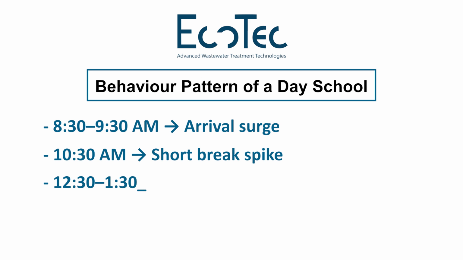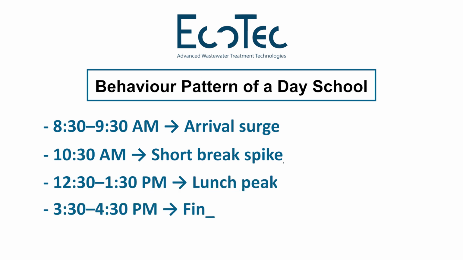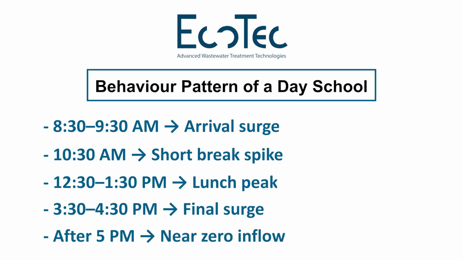Then between 12:30 and 1:30, there's a lunch break, and there's a small break in between as well. And probably at 5 o'clock, there's almost no flow coming to the sewage treatment plant because all the students have left the school. We've already seen a chapter on peak flows. Now let's also see what's the peak factor to be considered for this school.